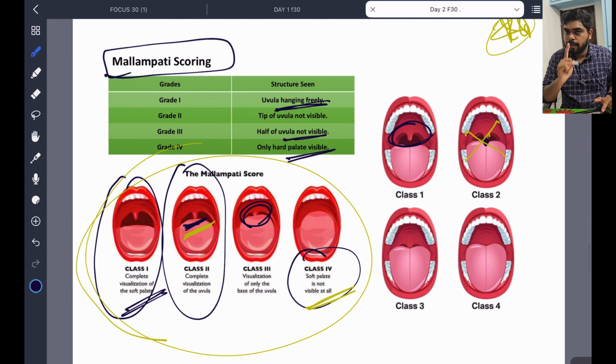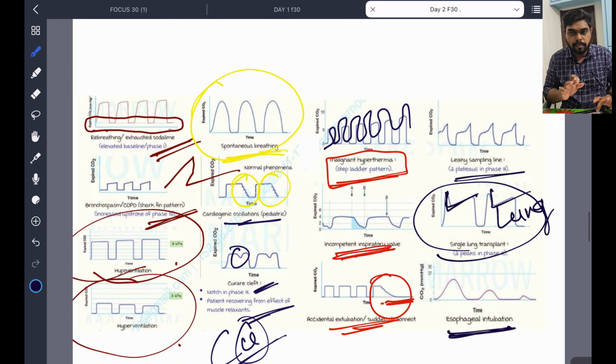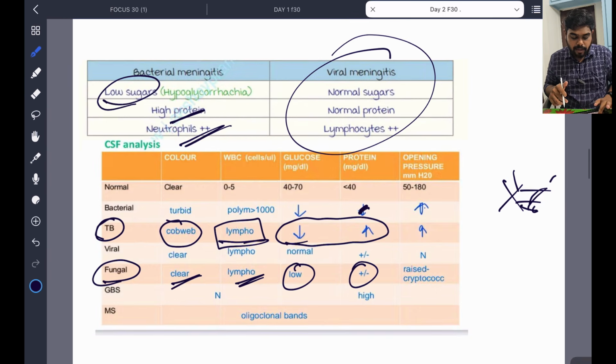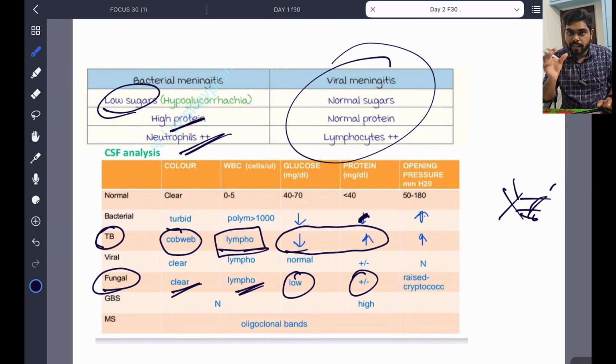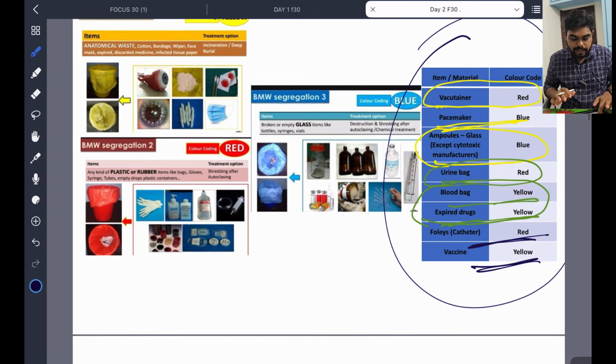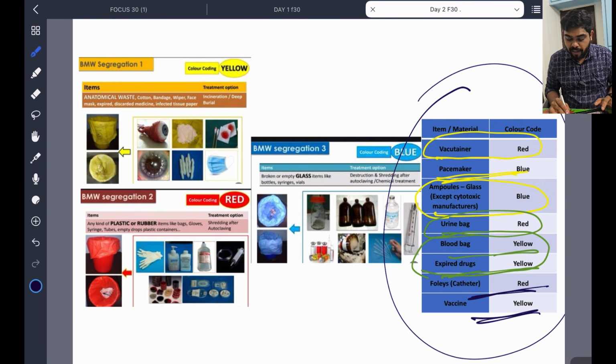And Mallampati scoring, very important, 50-50 every alternate year it can come. And capnography, this is very important, okay. And basics, you have to know basics, please read this also. And bacterial meningitis, viral meningitis, and TB meningitis, whatever I told, it is enough. Bacteria eat sugar, excrete protein, and in bacterial, neutrophils are more, in TB, lymphocytes are more, okay, just see that. And biomedical waste management, very important: vacutainers, pacemaker, urine bag, blood bag, these things are important. Foley's catheter and vaccines, where they'll put, this is a very important area.